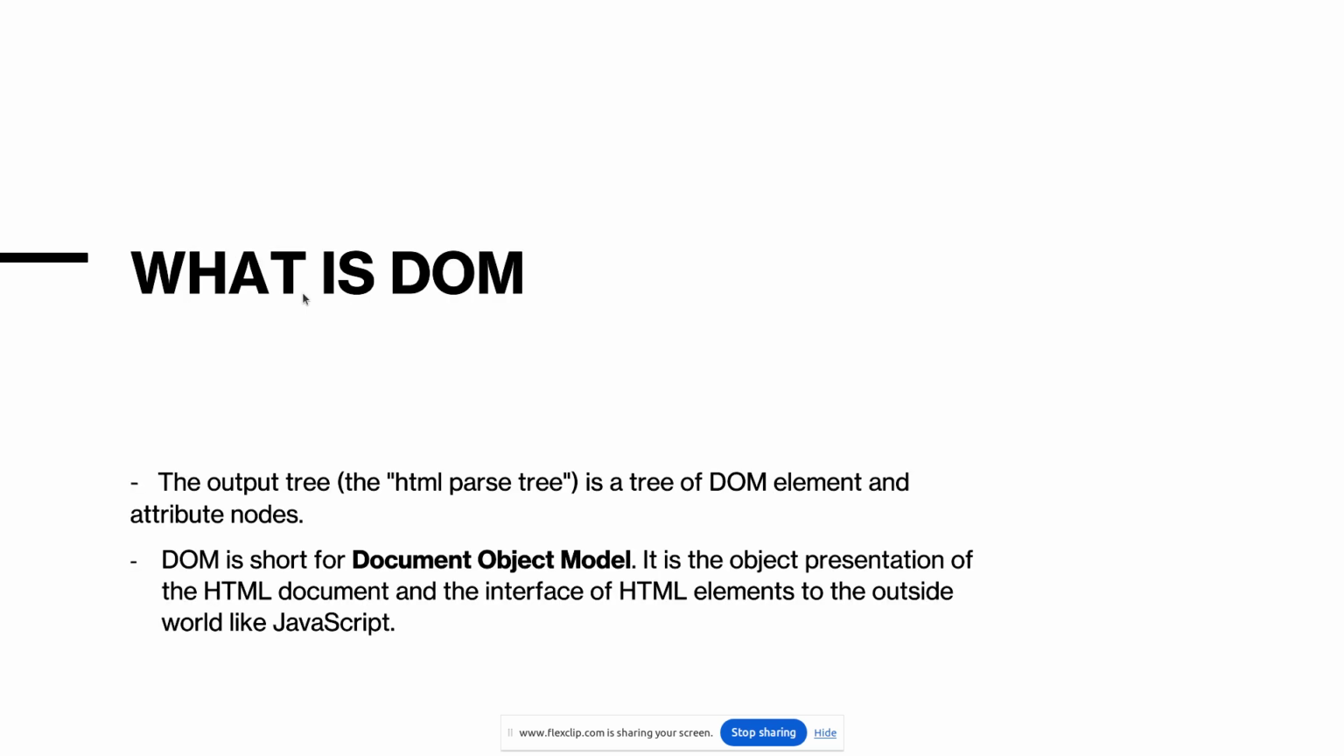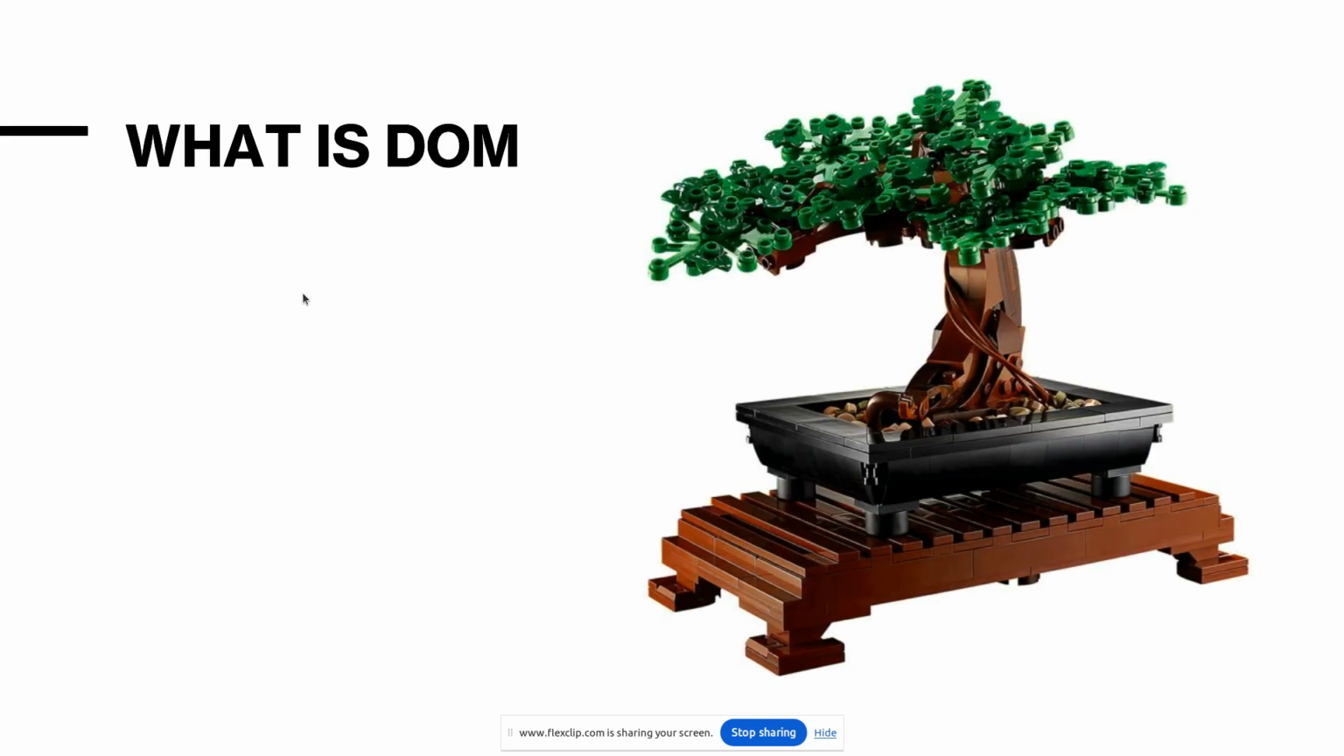So what is the DOM? The output tree, the parse tree, is a tree of DOM element and attribute nodes. DOM is short for Document Object Model. It is the object representation of the HTML document and the interface of HTML elements to the outside world, JavaScript. That sounds very abstract and hard, right? So here is an example.